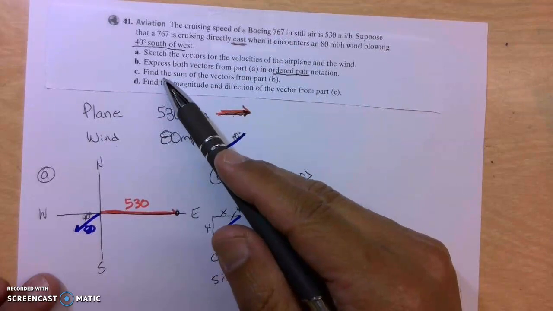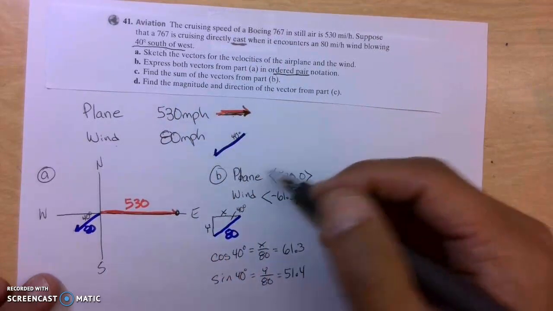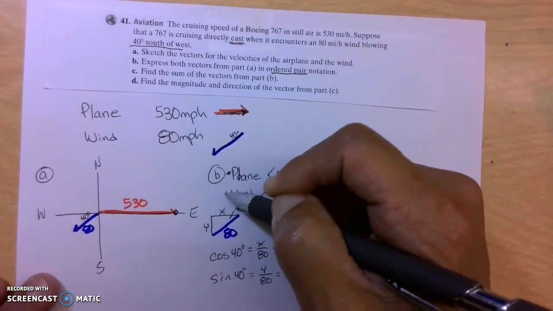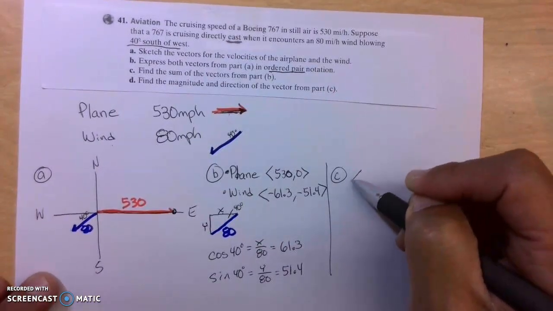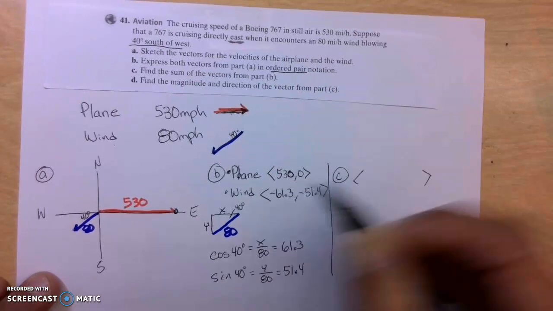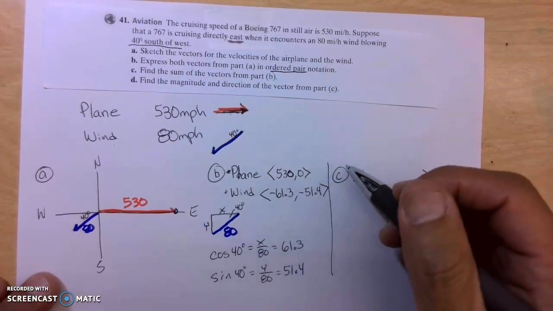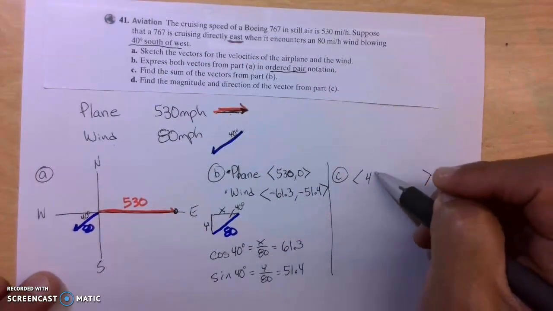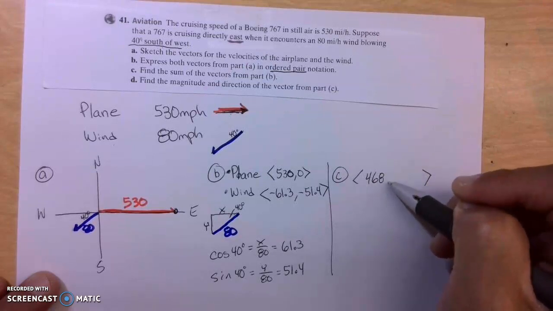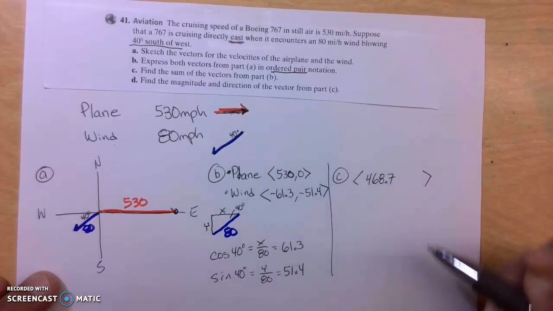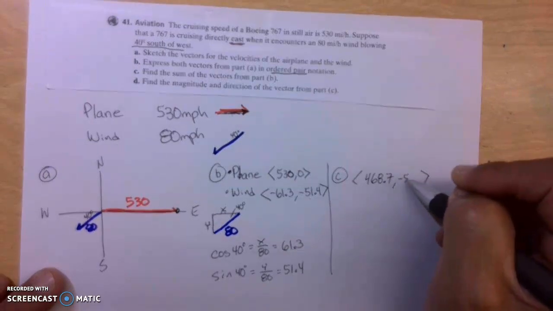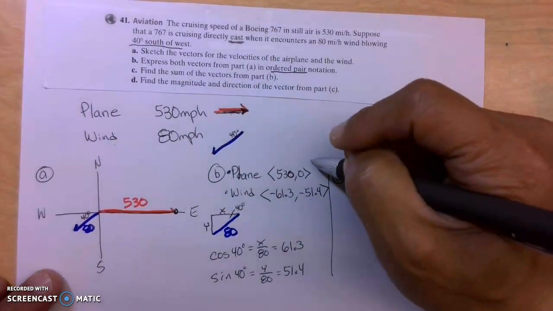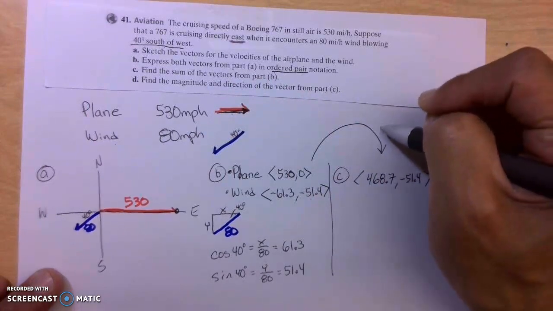Part C, find the sum of the vectors. What is the sum of the plane and the wind? So if I add 530 and negative 61.3, it is 468.7. 0 minus 51.4 is negative 51.4. So just add.